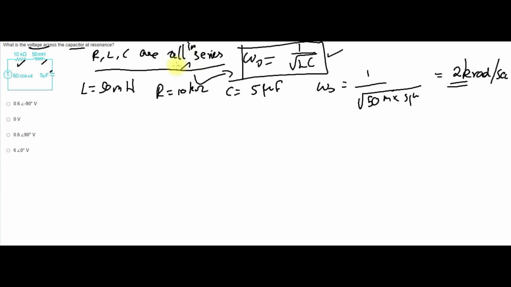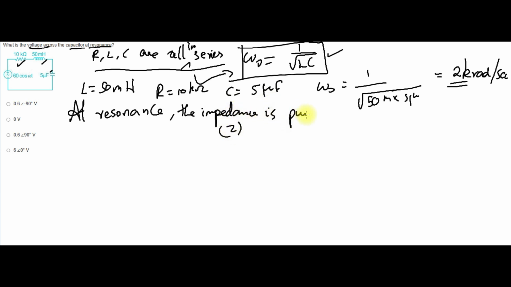You know that at resonance, which is very important, the impedance will be purely resistive. Impedance Z equals R plus j omega L minus 1 by omega C, but at resonance it is purely resistive. So you cannot write Z, you can write only R. We should not write Z, we have to write R. Don't forget.